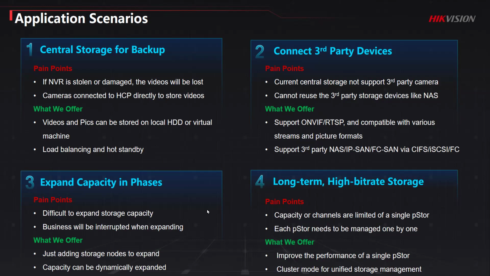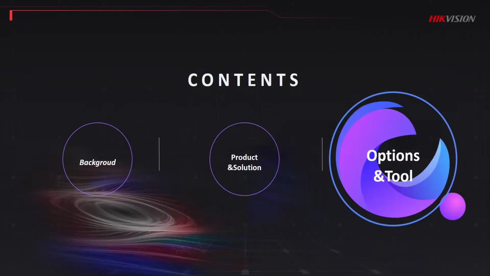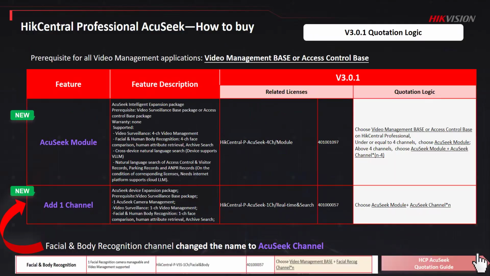Also, the other problem we had with the older versions was that if you wanted to upgrade your storage, you had to interrupt the whole recording to expand the storage. With this new version 2, you can just add more storage nodes and dynamically expand your storage. Okay, so it makes things a lot easier now with pStore version 2. Next up, we'll look at our options and tools available.